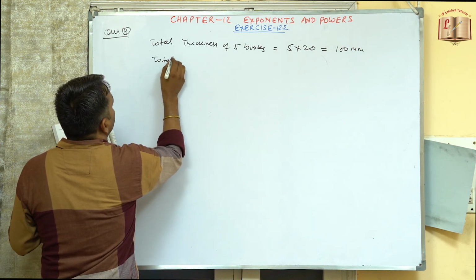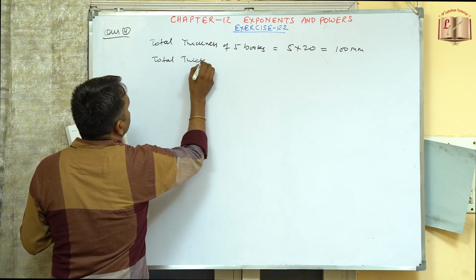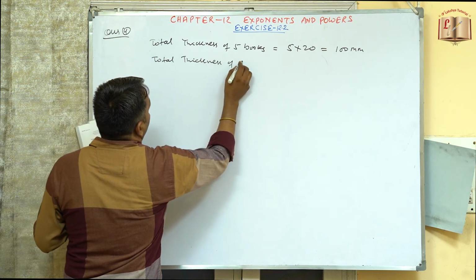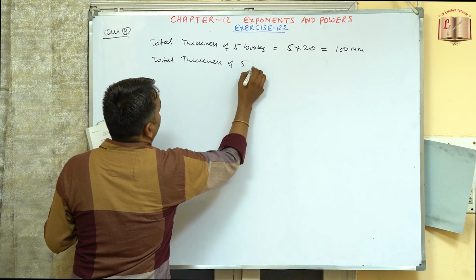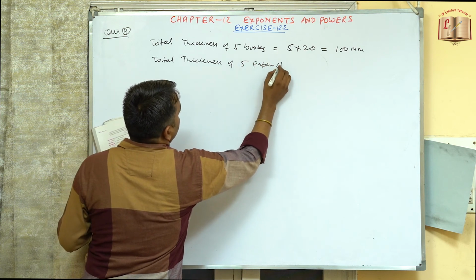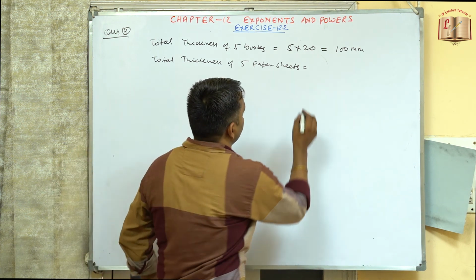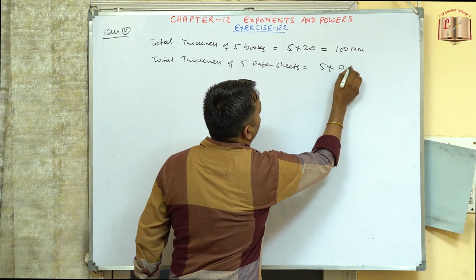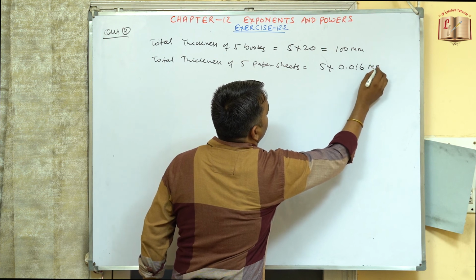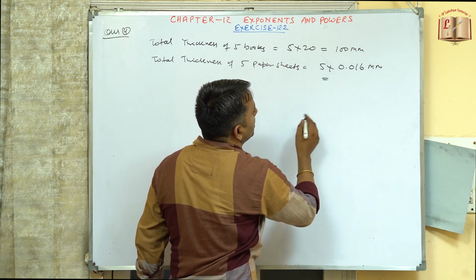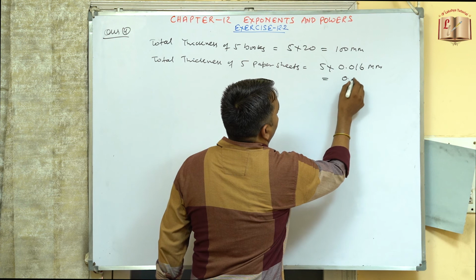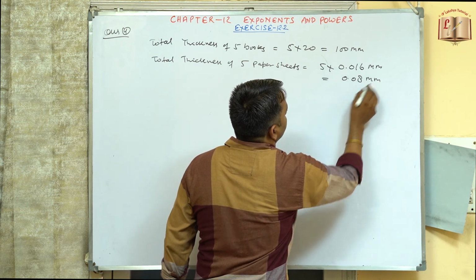Similarly, we will find the total thickness of 5 paper sheets. So total thickness of 5 paper sheets will be equal to now 5 into 0.016 mm. So this comes out to be now 0.08 mm.